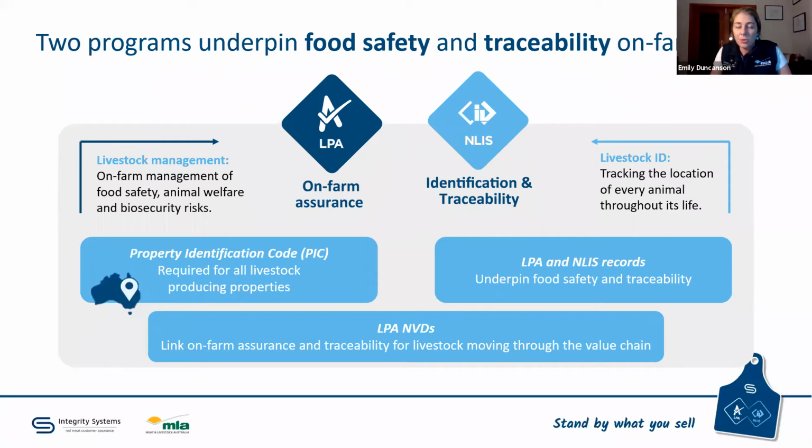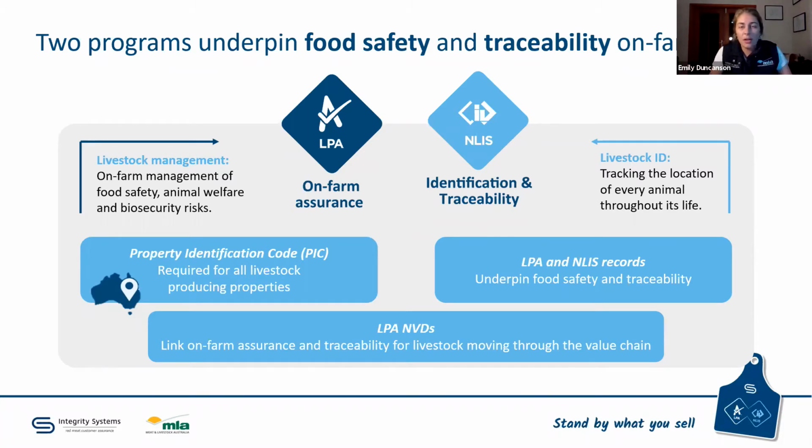LPA on the left of your screen there, it is the Livestock Production Assurance system. It's all about on-farm assurance, the management and well-being of your animals, and ensuring food safety, biosecurity and welfare on your farm. It's a tick of assurance that the product that you're selling meets our consumers' needs, and it demonstrates our professionalism as an industry and really underpins what we do as producers in this country.